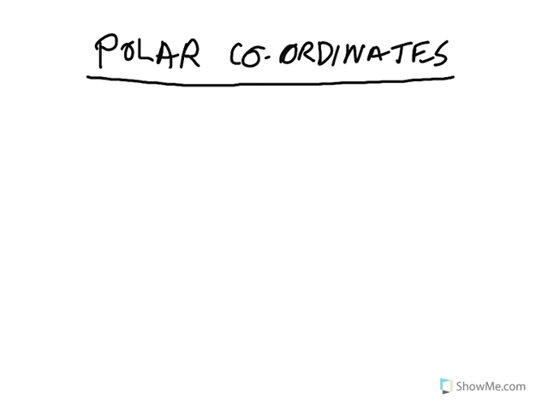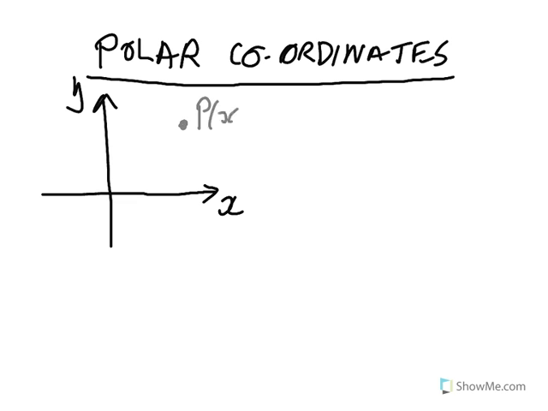Okay, today we start something completely new as far as graphing is concerned, and that's a new coordinate system. So we know the Cartesian coordinate system. Here is our Cartesian coordinate system. We use x and y, and say we've got some point, there it is, point P, which has coordinates x and y. So we're used to that now.